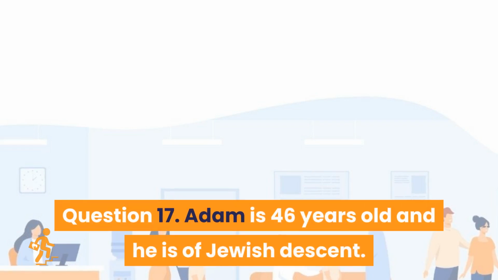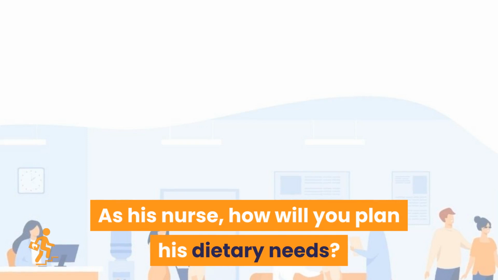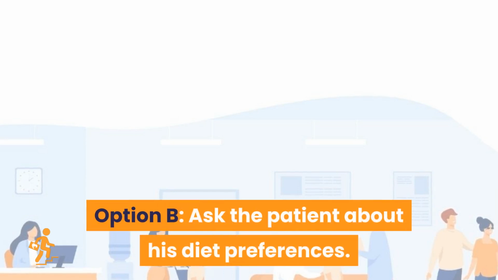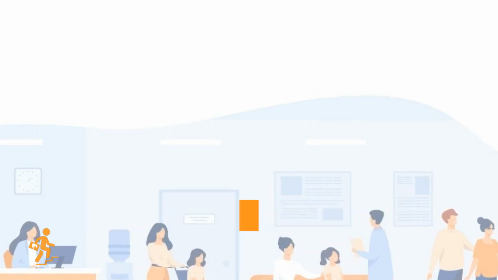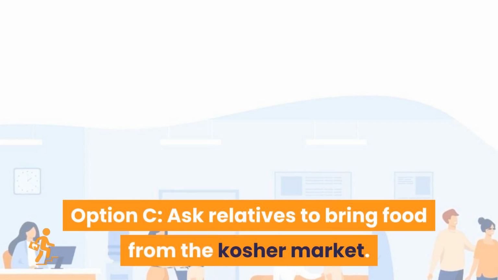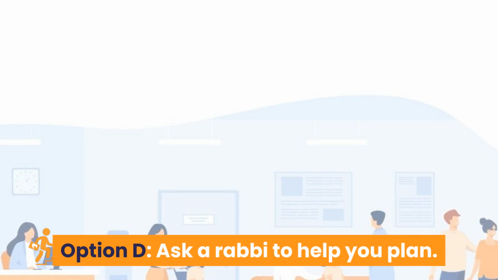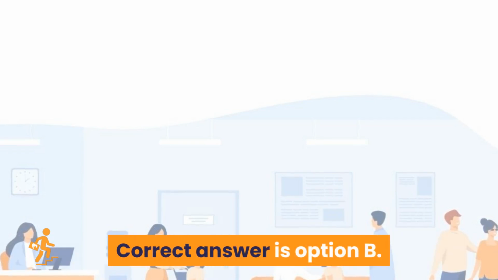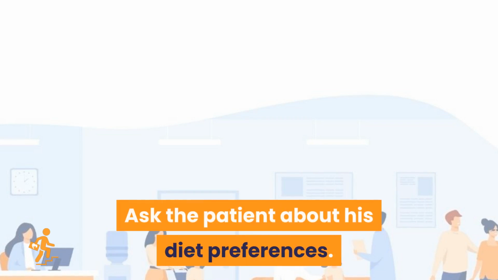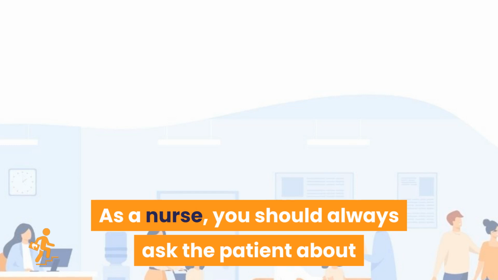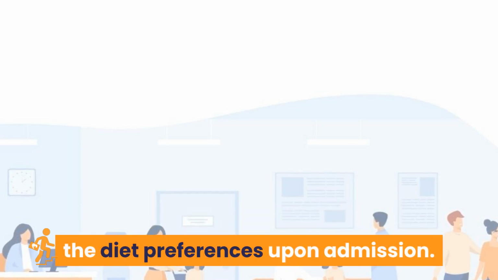Question 17. Adam is 46 years old, and he is of Jewish descent. As his nurse, how will you plan his dietary needs? Option A, assume he strictly needs Jewish food. Option B, ask the patient about his diet preferences. Option C, ask relatives to bring food from the kosher market. Option D, ask a rabbi to help you plan. Correct answer is option B. Ask the patient about his diet preferences. As a nurse, you should always ask the patient about the diet preferences upon admission.